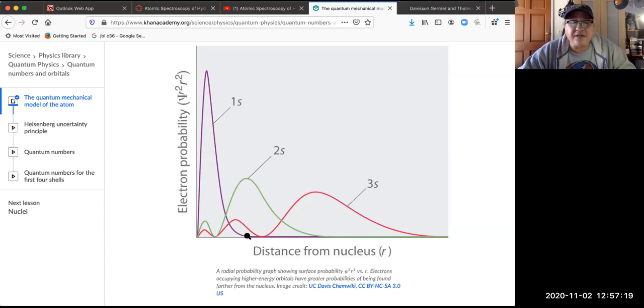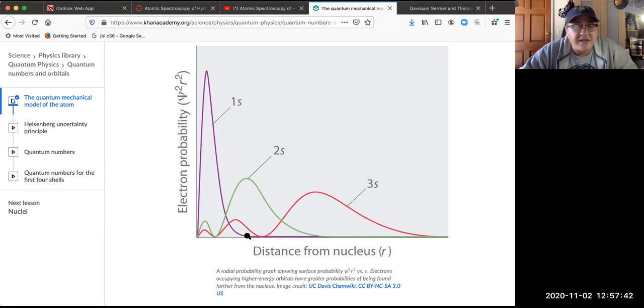And then if the energy level is 3, n equal 3, you've got a 3s radial distribution plot there. And you see how with the 3s, you have two smaller probabilities of finding the electron close to the nucleus and a larger one farther from the nucleus. So do you see these radial distribution plots?